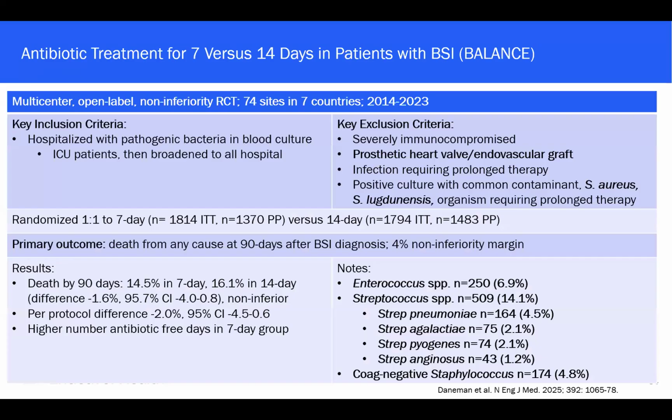And then I want to pull back in the BALANCE trial. Remember here that we excluded prosthetic heart valves, endovascular grafts, Staph aureus, and Staph lugdunensis. But they did have a very large number of patients with Enterococcus, so about 250. This was the third highest pathogen in the trial. And if we compile all the strep together, they do also have a pretty significant number of strep. Now, different strep species have different risk for complications, but there's a pretty substantial amount. So we can be pretty confident that at least in some patients with Enterococcus or strep, that we could potentially go with a 7-day course of therapy and then individualize from there.